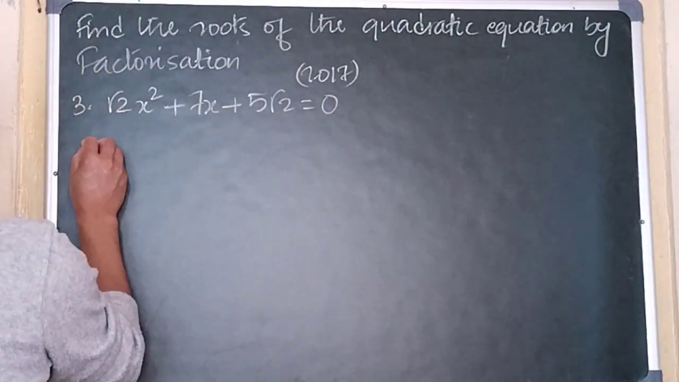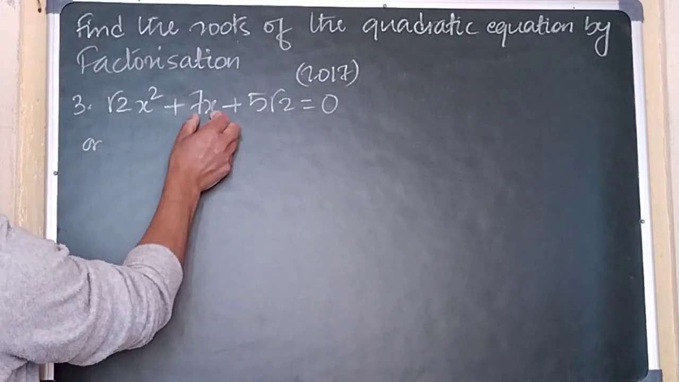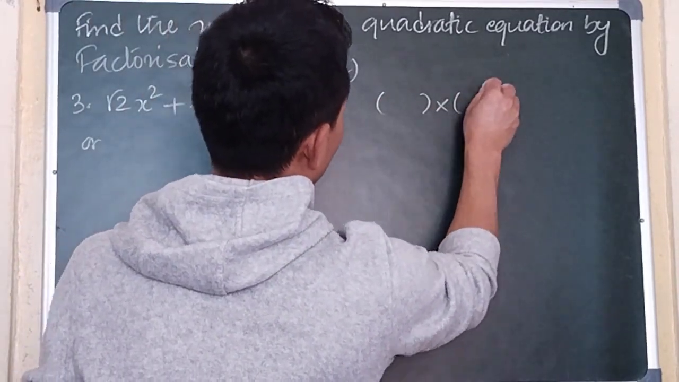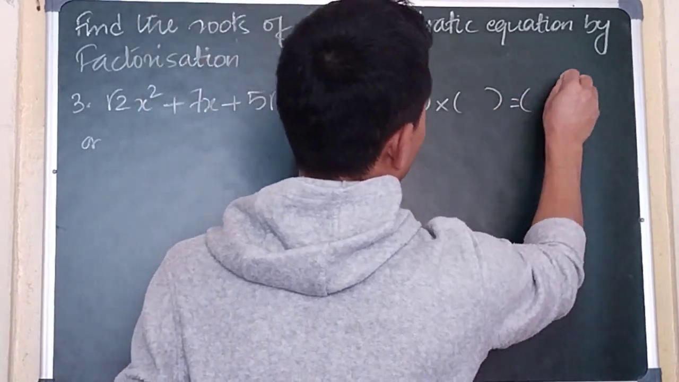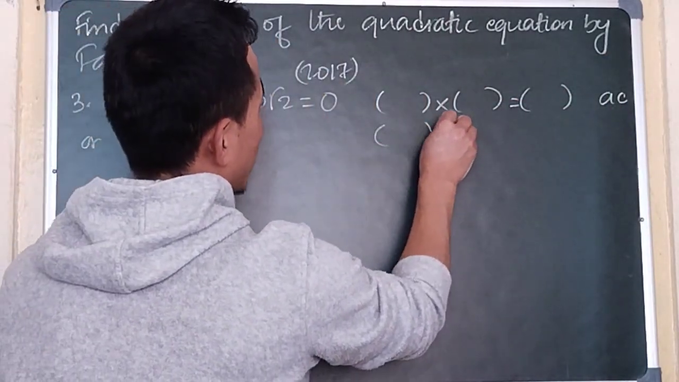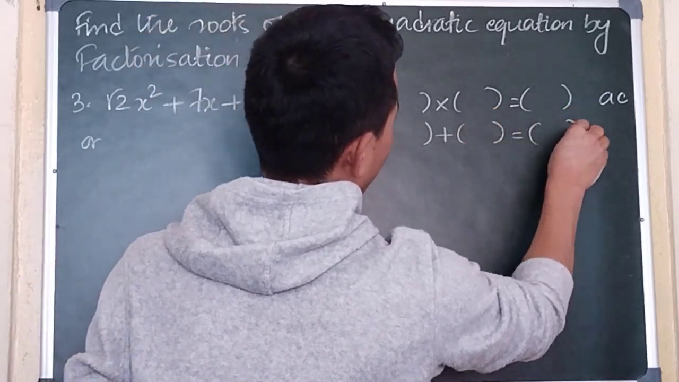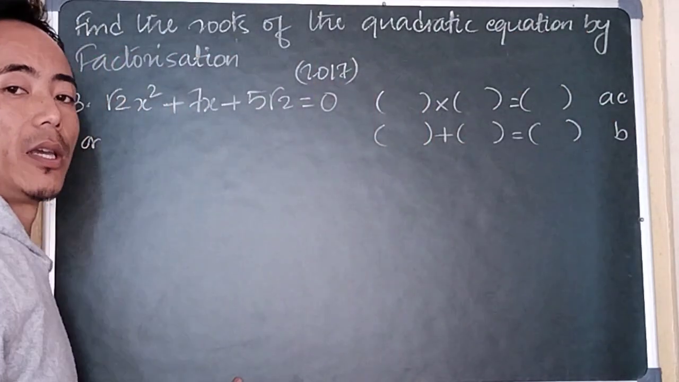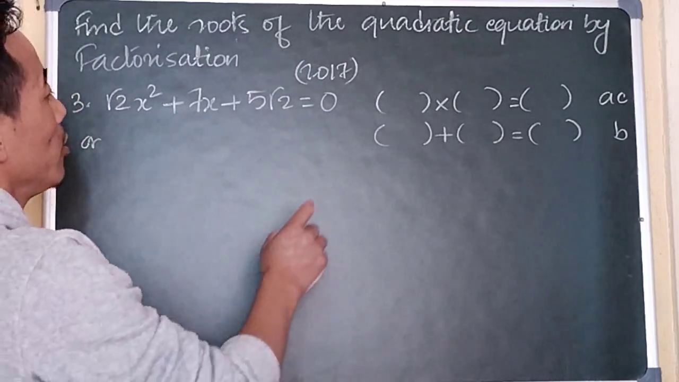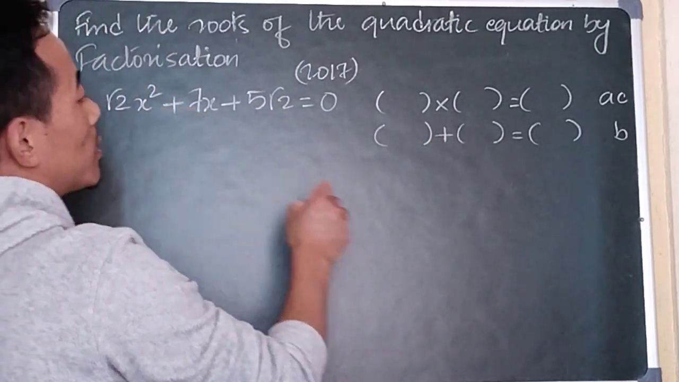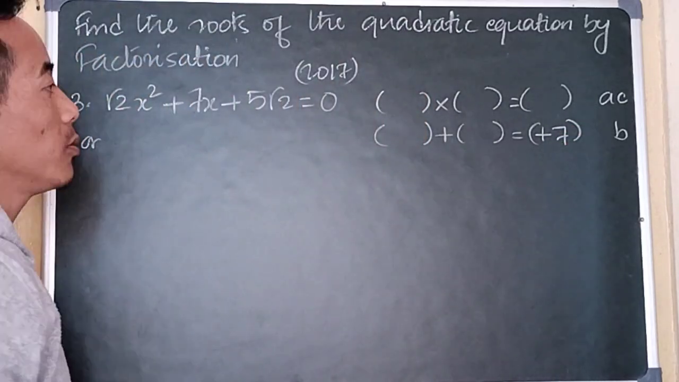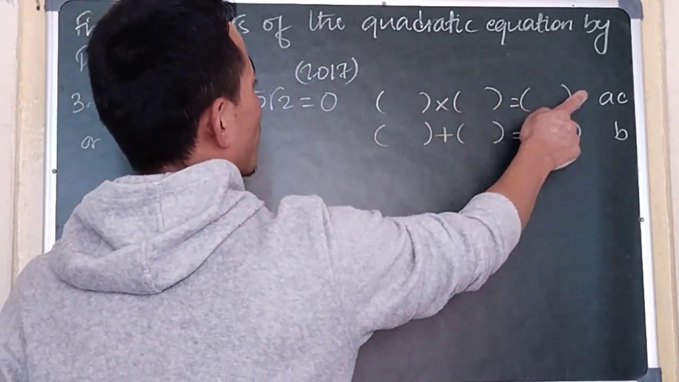So what we have to do again is find the value for this middle term. Again follow the same steps. Take the product of A and C in the bracket, and when you add the same two digits, you will get the value of B here. If you get the values correct, then you will get the roots. When you add, the value of B is 7, plus 7. We don't have any problem. But when you multiply, you should get the product AC.